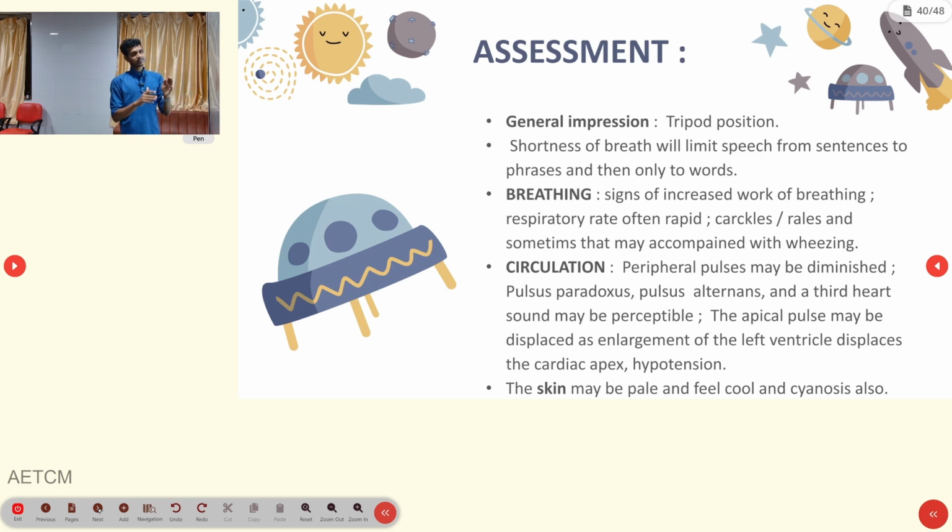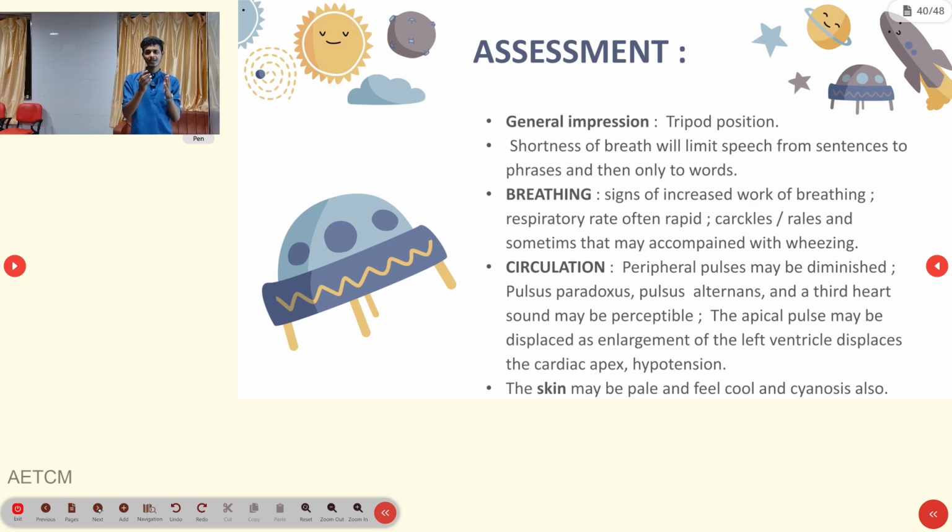So assessment wise, general impression first. While seeing the person itself, if the person is in a tripod position, because of the respiratory distress, the dyspnea, the person will be in a tripod position. Then shortness of breath will limit the speech. And then the breathing part: because of the increased respiratory distress, the person will use accessory muscles, pursed lips, tripod position, those are the things you can see. And then the respiratory rate is often rapid. While auscultating, you can hear the crackles. Sometimes it may be accompanied by a V sound also.